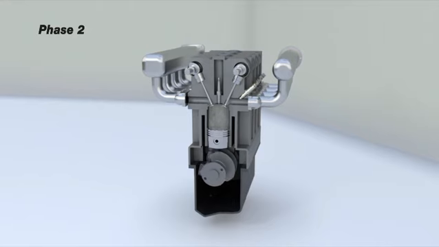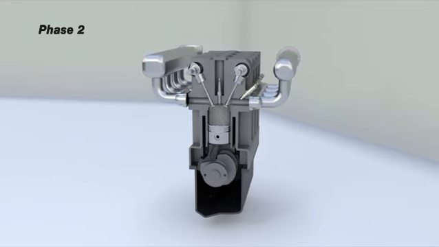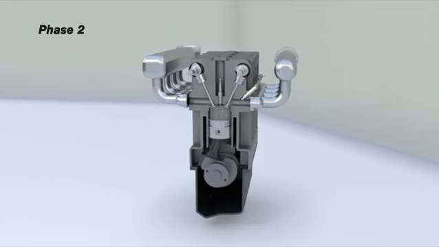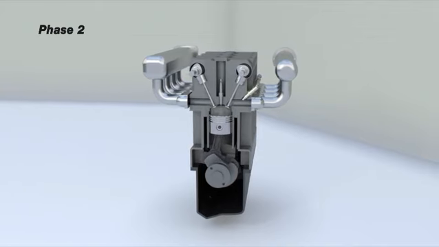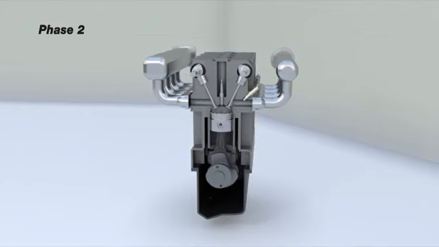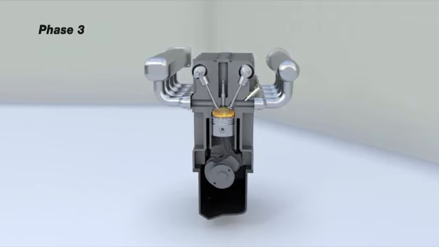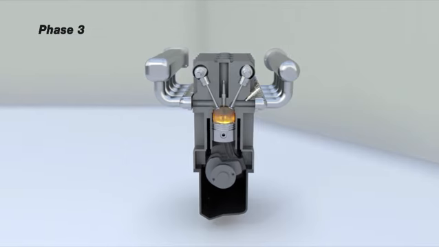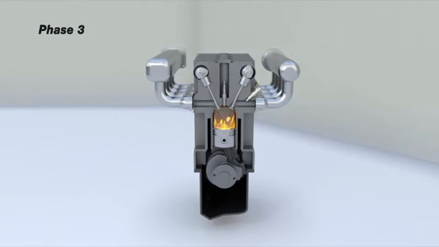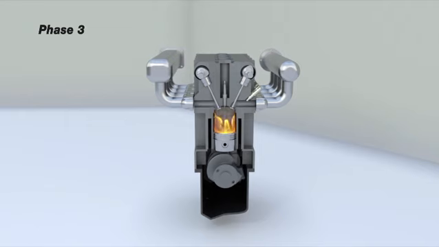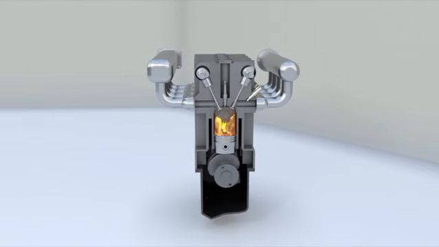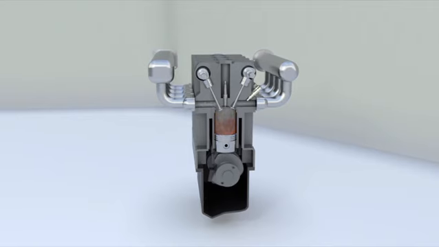Phase 2. The obtained mixture must be compressed to expand later upon ignition, so the piston must move upwards, increasing the pressure in the cylinder. Phase 3. The mixture is compressed. A spark from a candle ignites it in a gasoline engine. The ignited mixture expands and forces the piston to move downwards, pushing the crankshaft and setting in motion all the mechanisms.